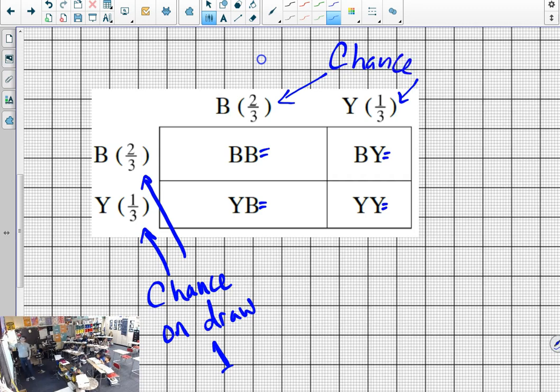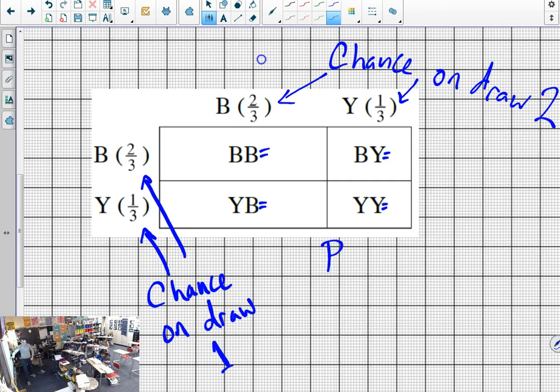These, however you want to jot it, are the chances on the individual draws. You have a 2/3 chance of getting blue when you just reach into the bag. You have a 1/3 chance of getting yellow when you just reach into the bag. So that means if I have a 2/3 chance of blue my first time and a 2/3 chance of blue my second time, this you're going to want to have down. Okay, so please write this with us.